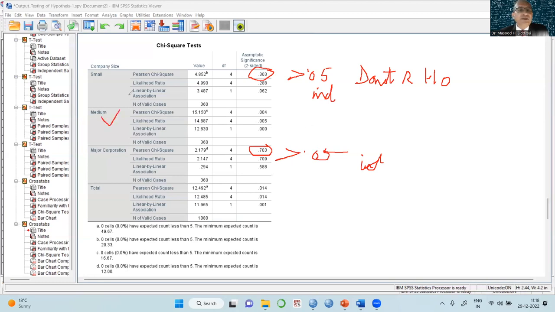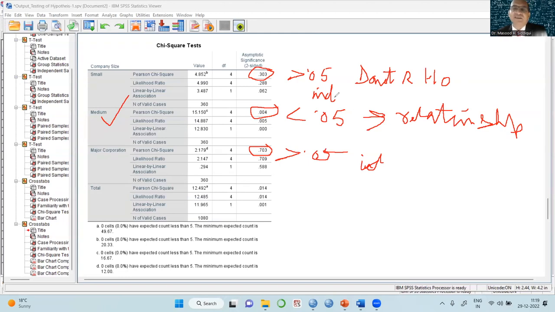But if we go to the medium one, the p value is 0.004, which is less than 0.05. Less than 0.05 means we reject H naught, meaning they are showing a relationship. So the positive relationship that we discussed earlier doesn't hold good across all the segments. It holds good only for the medium segment. So I will write these results down on the whiteboard so that there would be a higher amount of clarity.